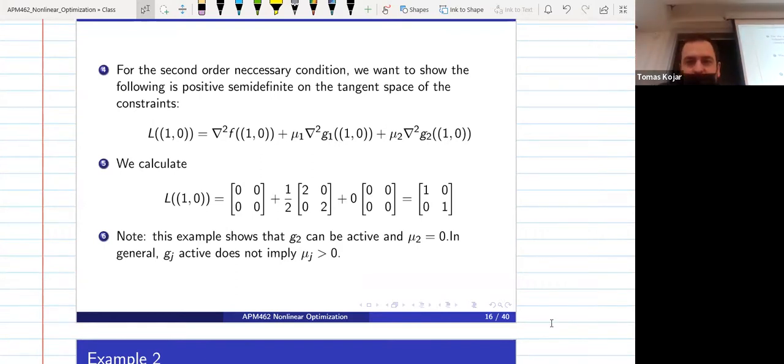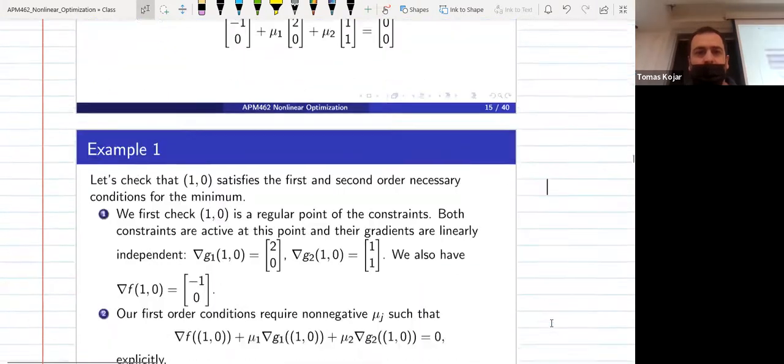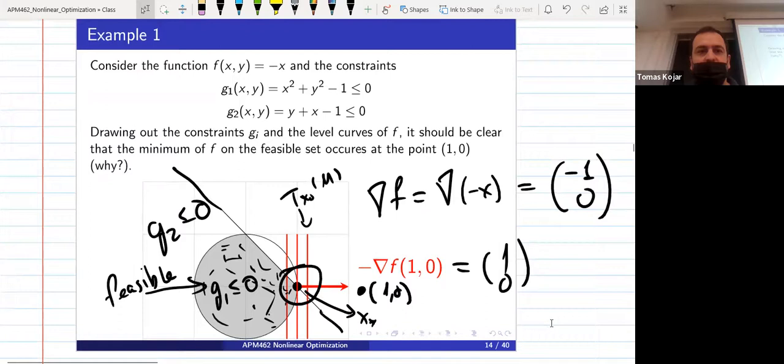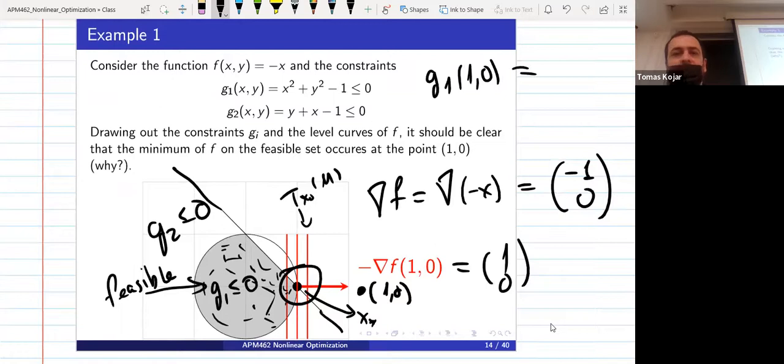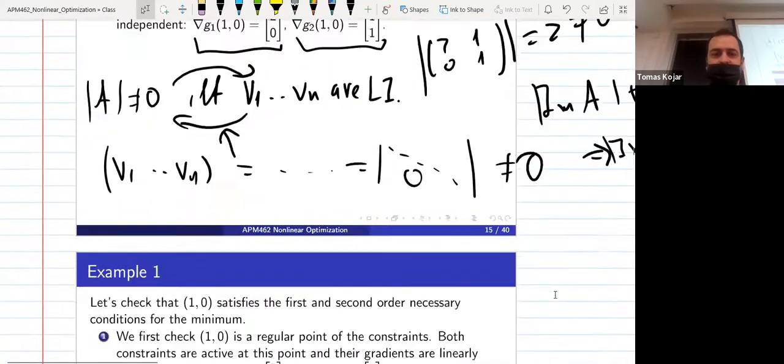This example shows that G2 can be active and mu2 is 0. So yeah, I should talk about that. If you put G1 at (1, 0), you get 1 minus 1, which is 0. But then if you put G2 at (1, 0), you still get 1 minus 1. So what am I talking about? I have no idea. They're both 0, so they're both active. Yes. I don't know what I'm talking about.